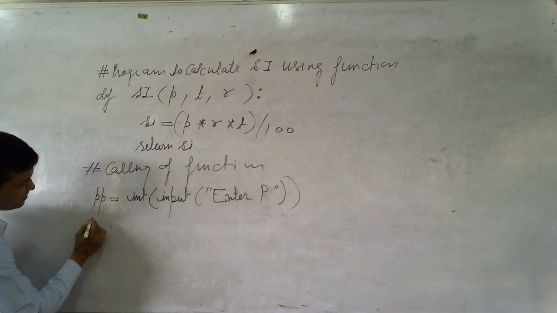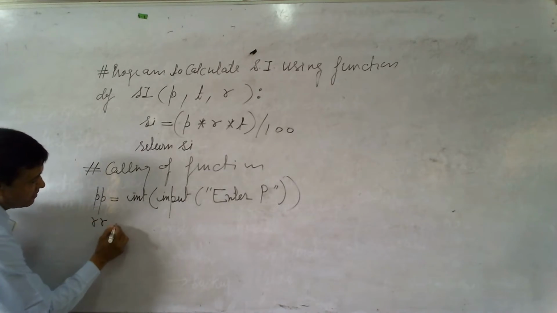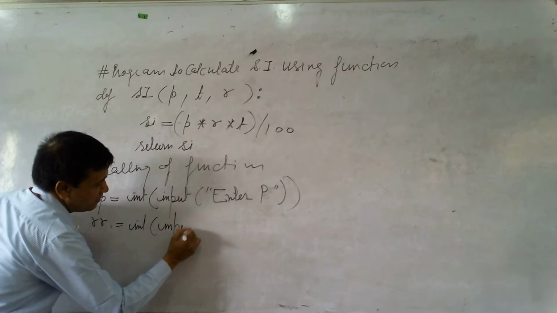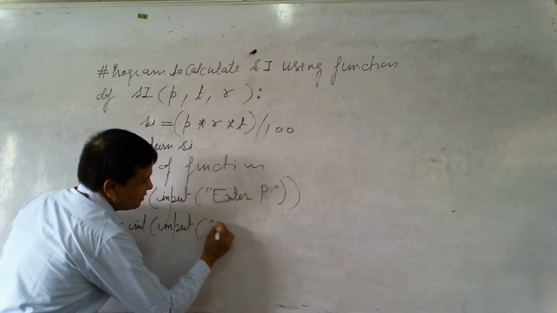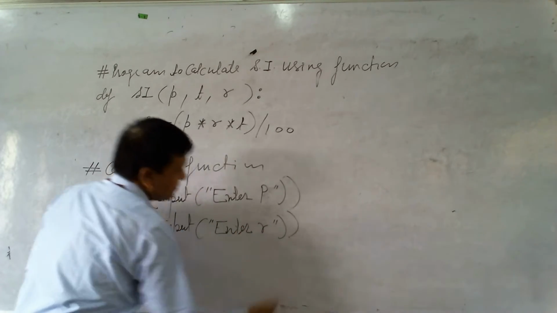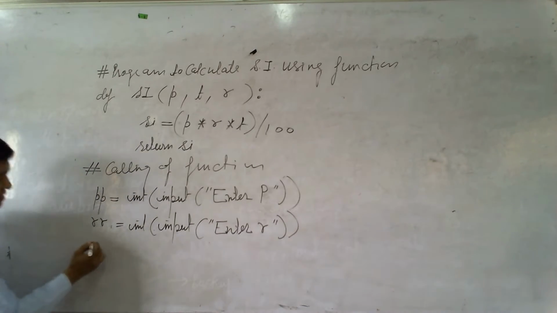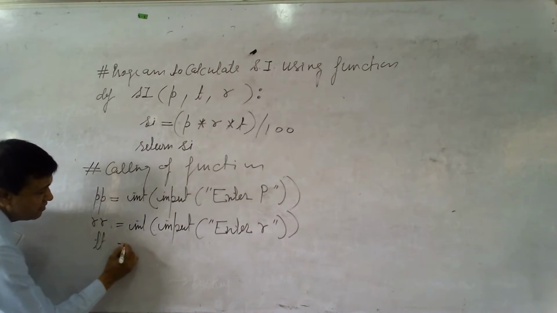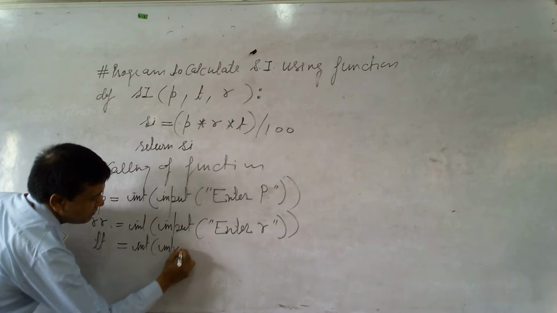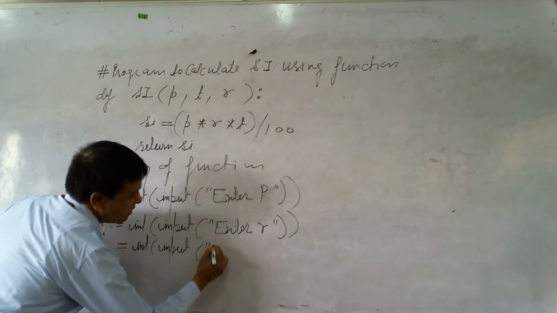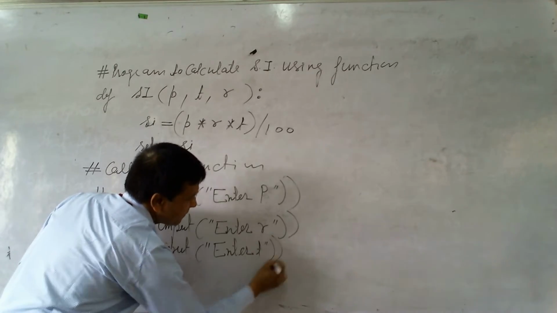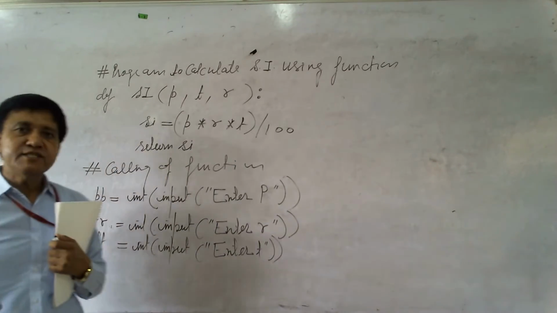And another parameter which I have to accept here is r, int, this is input function, and enter r. And another parameter which I have to accept is t, int, input, enter t. So we have accepted here three parameters.